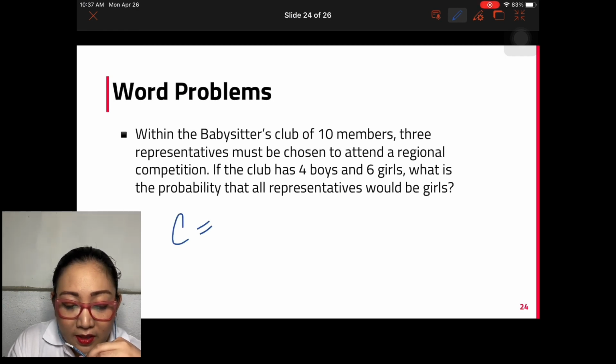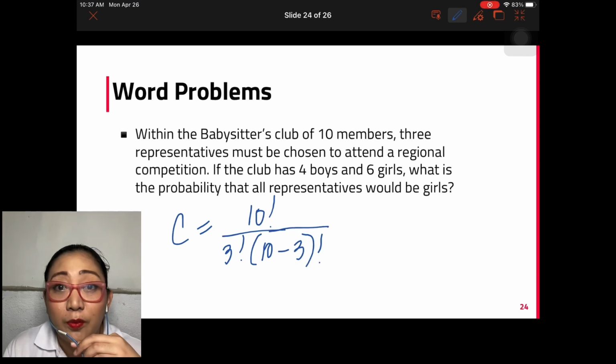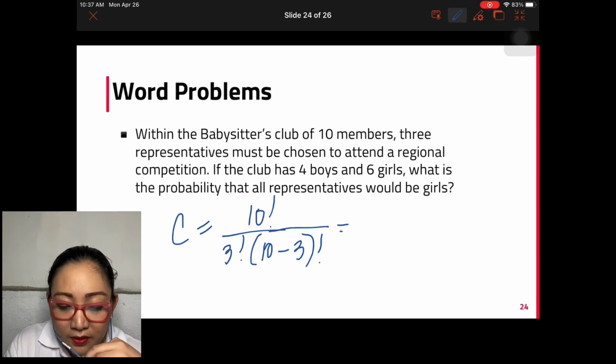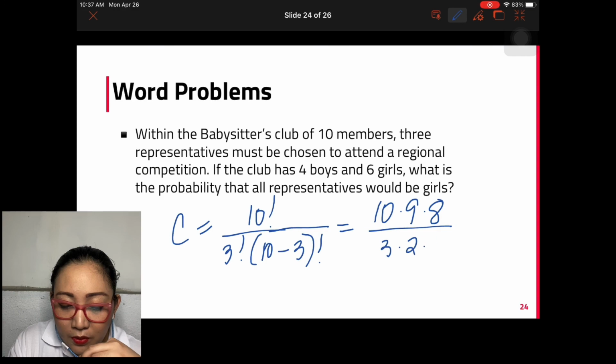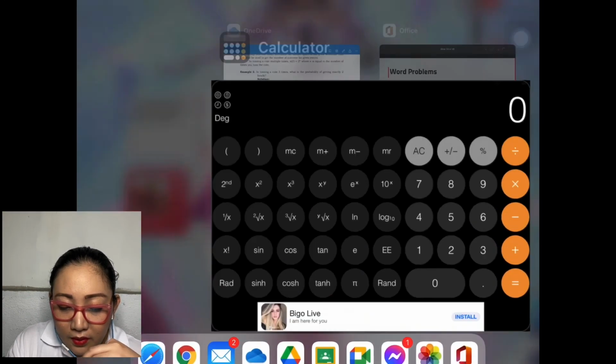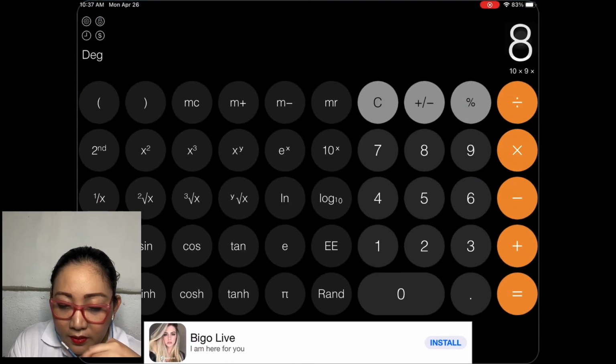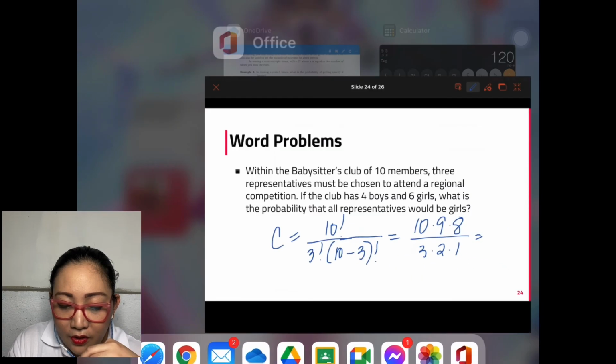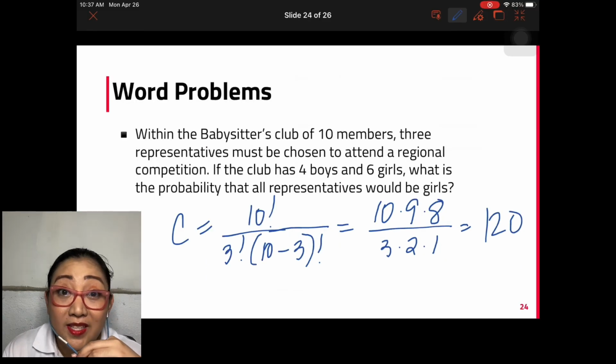So, we have 10 and then 3. 10 minus 3. Sana hindi nyo nakalimutan yung formula na ito for combination. So, we have 10 factorial divided by 3 factorial times 10 minus 3 factorial. Ang mangyayari lang po dyan ay we have 10 times 9 times 8 divided by 3 times 2 times 1. So, let's do that. 10 times 8 divided by 6. We have 120. Ito yung sample space natin.